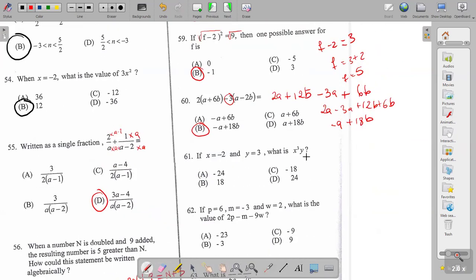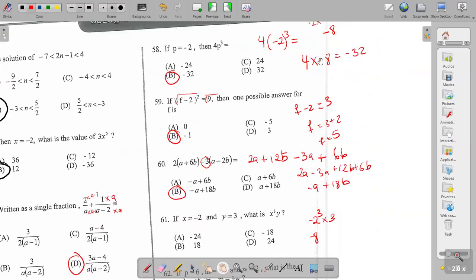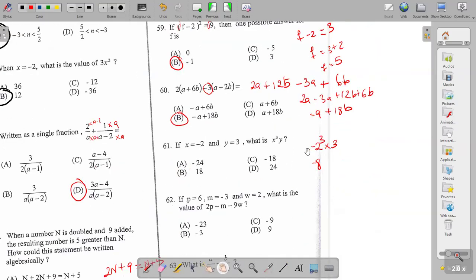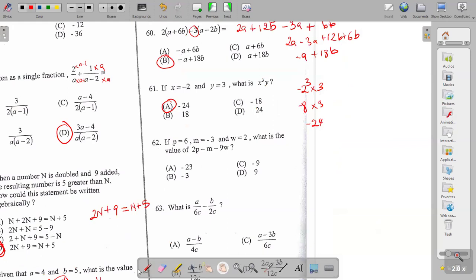So we have another substitution. x is negative 2. Negative 2 to the third power times 3. So you should know this is negative 8 by now because we did it just above. Negative 2 multiplied by itself 3 times is negative 8. So negative 8 times 3. 3 times 8 is 24. A positive times a negative is a negative. So negative 24.